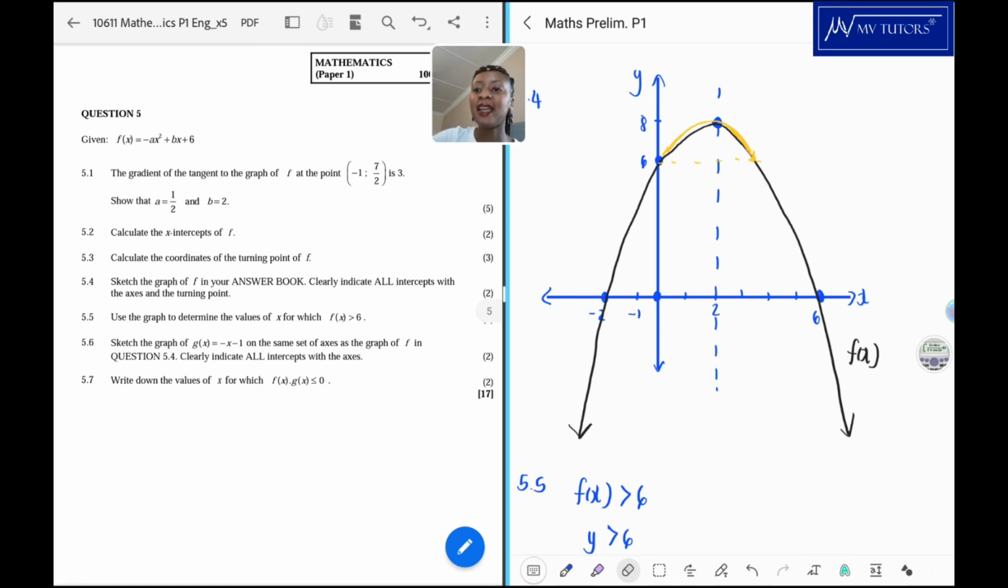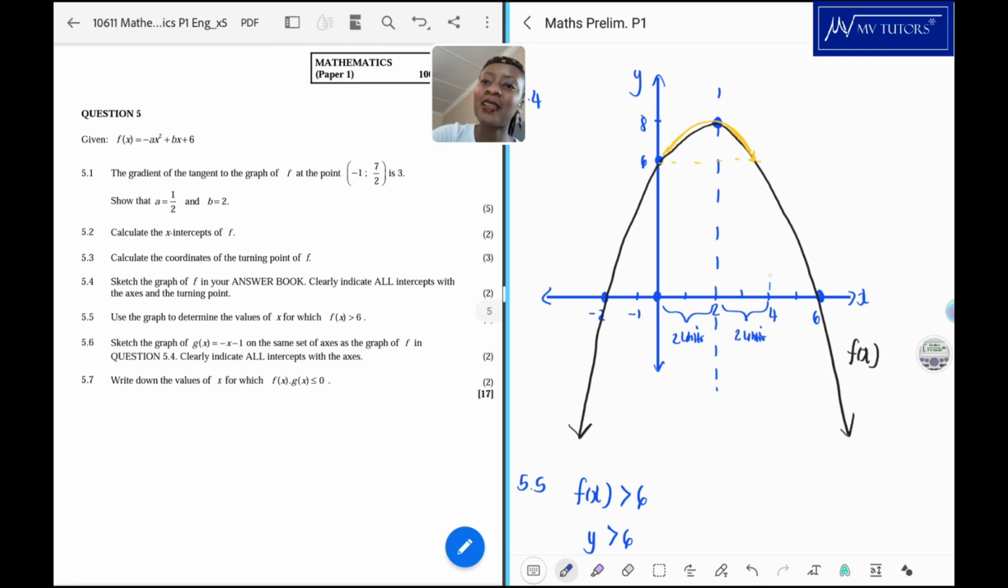Here's how we know the spacing in between. Do you see from 6 to the turning point, it's actually 2 units. So it means from the turning point to the other side, because the parabola is symmetric about its turning point, we have 2 units there. And also this side, we're going to have 2 units. Meaning here from 2 plus 2, we have 4.